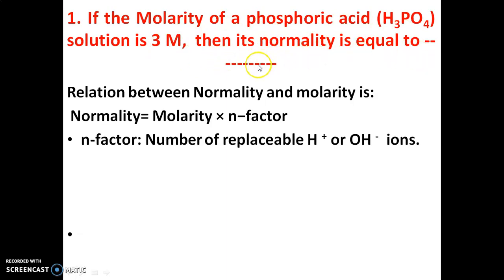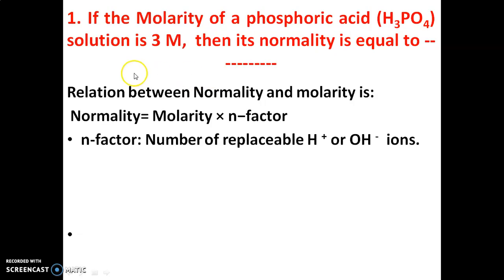They have given the molarity of the phosphoric acid, that is 3M. Okay, we have to find the normality of the same phosphoric acid. Molarity is given, we have to find the normality.